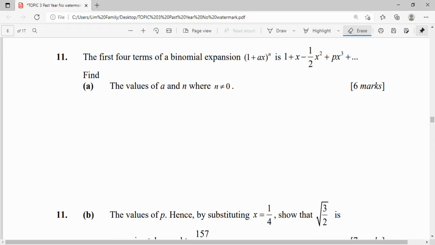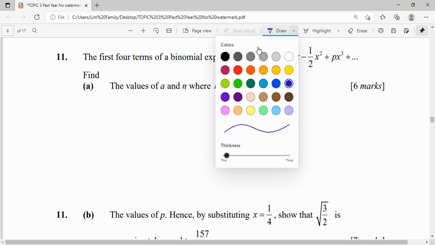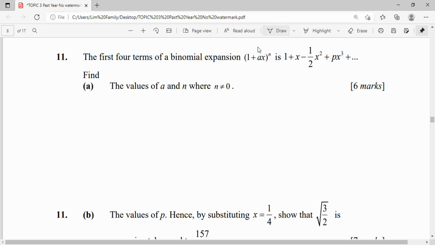For question 11, we're going to expand our binomial expansion, and from this it is given that it equals to this expansion. So we have to find out what is our a and what is our n. Notice that this binomial expansion is to the power of n and it is 1 plus the thing we want to expand here. So we are using the type 2 formula in order to expand, and we can find out the a value and n value by the given answer here.